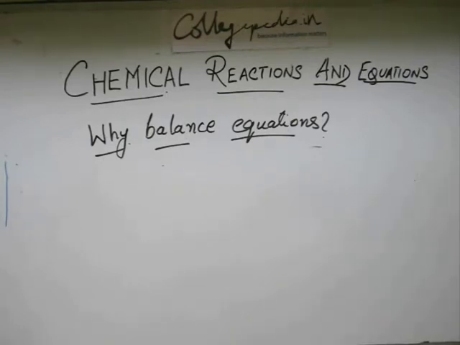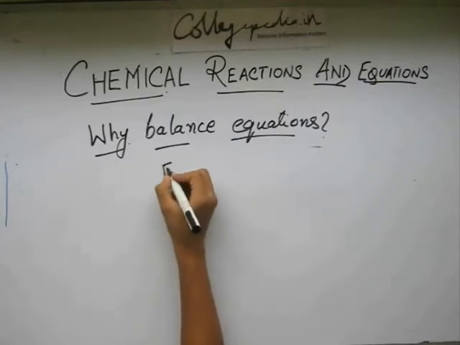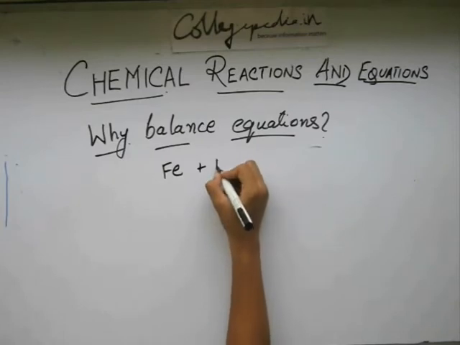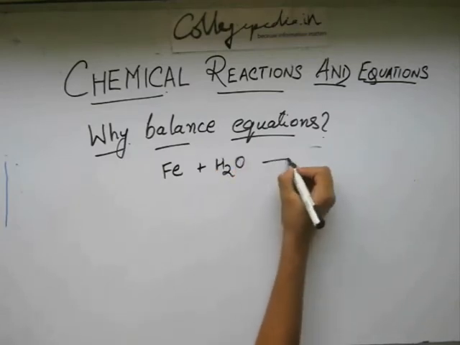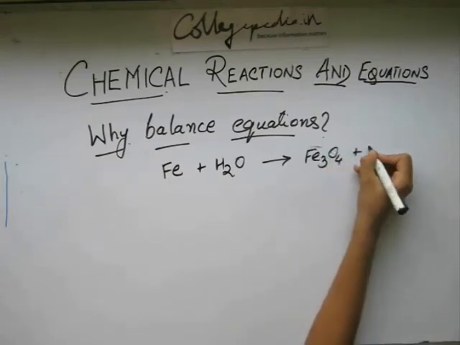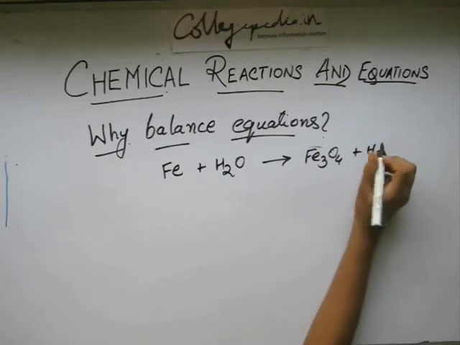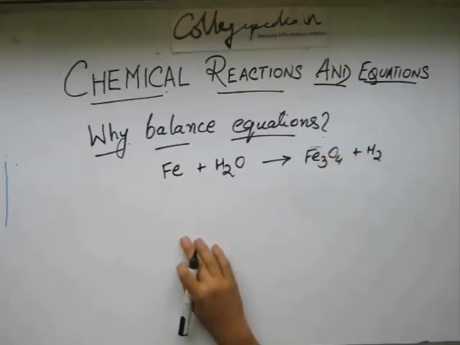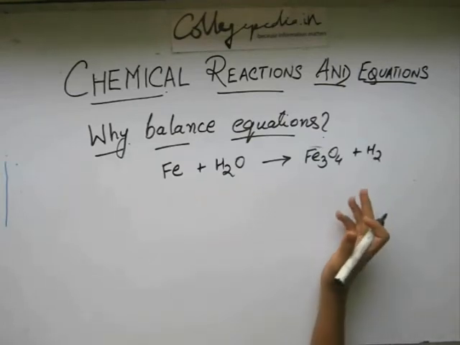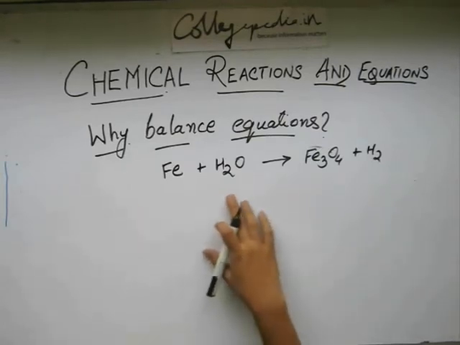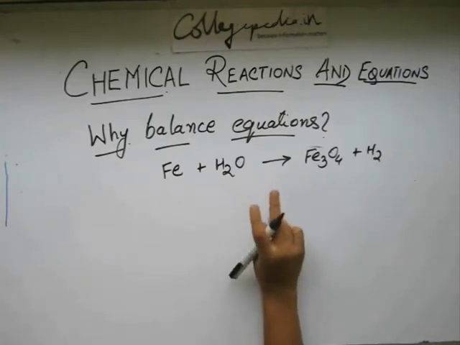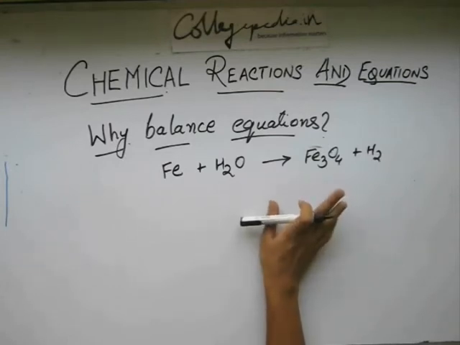Okay, so now let us try something harder. Fe plus H2O. This will give Fe3O4 plus H2. Now see, when you are balancing equations, in that equation only one was remaining unbalanced, but in this many are not balanced. Only hydrogen is balanced.